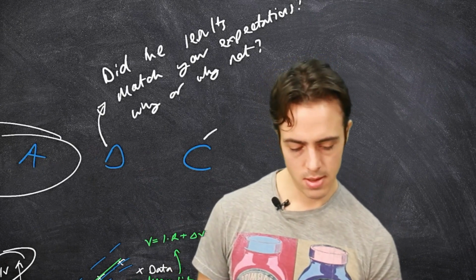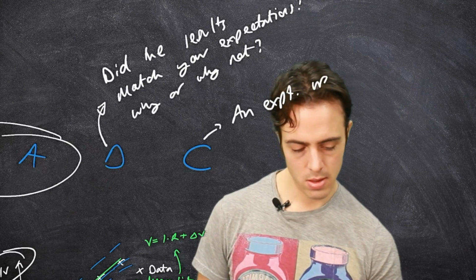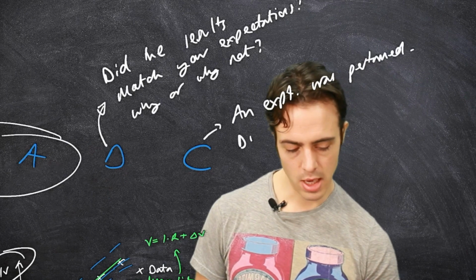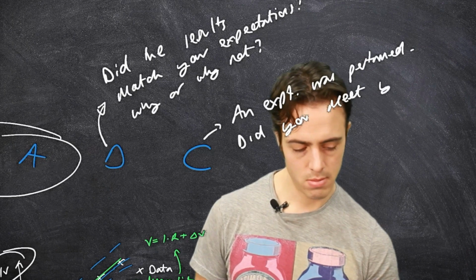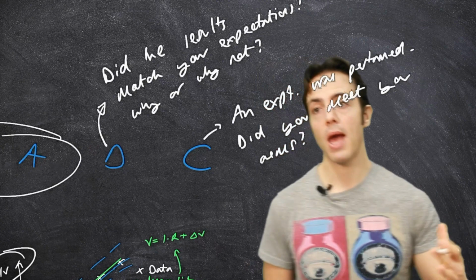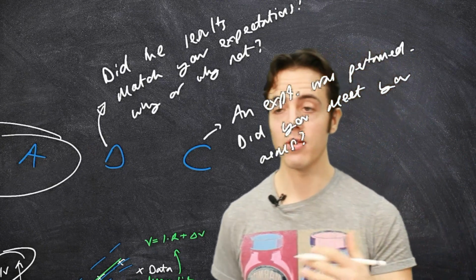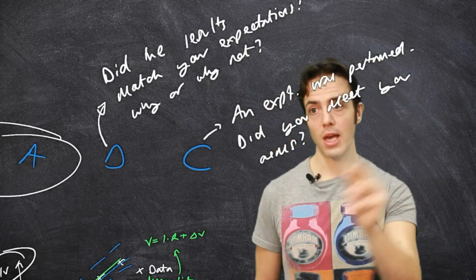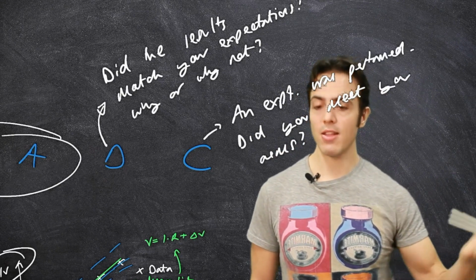Conclusions. An experiment was performed. Did you meet your aims? Okay, so our aims were to compare the measured resistances of 2 resistors and compare them with the theoretical, the nominal resistance as indicated by the color code. So if we do that, then we'll see an experiment was performed to do this. Great, that's a good conclusion.